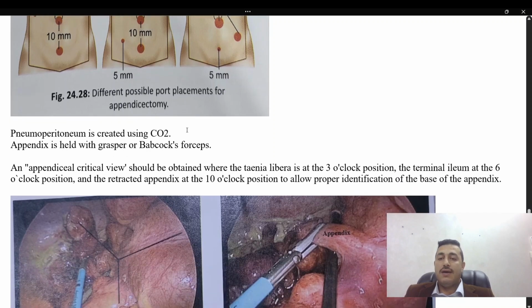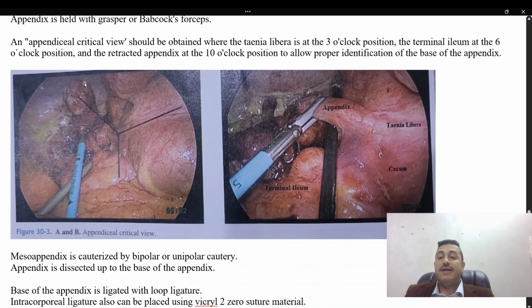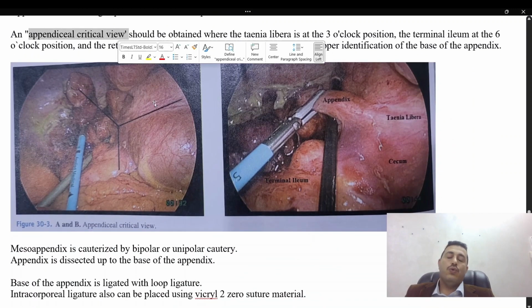Okay, pneumoperitoneum is created and the appendix is identified. Here is what we call the appendiceal critical view. We have the critical view of safety in lap cholecystectomy. If you remember, two structures and only two structures are entering the gallbladder. These are the cystic duct and cystic artery. We also have a critical view of safety in appendectomy, and this is first.